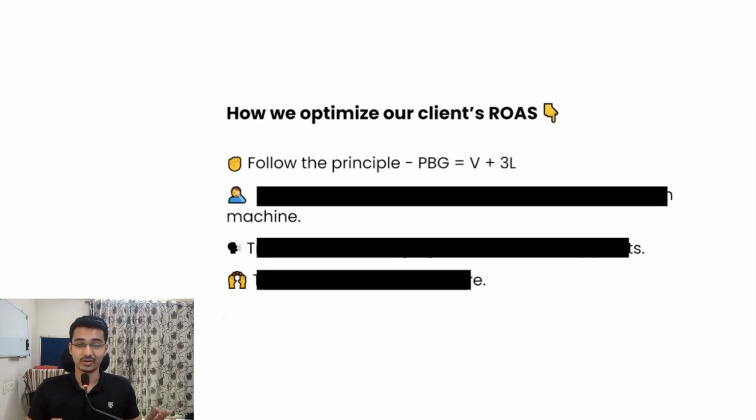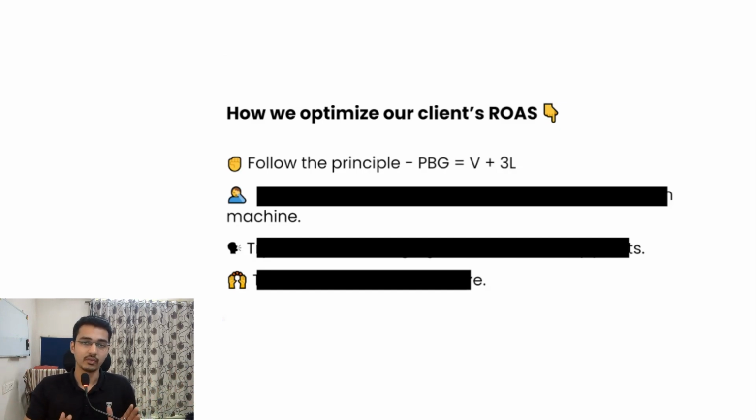First of all, we follow a simple principle, which is PBG equals V plus 3L, which stands for predictable business growth equals visibility plus lead generation plus lead nurturing plus lead conversion. When you follow this framework with ads, you don't go running that, hey, I'm doing this webinar, come join my webinar and I'll tell you how to maximize your wealth, or how to have a better body, or how to have a good relationship with yourself or with anyone you want.